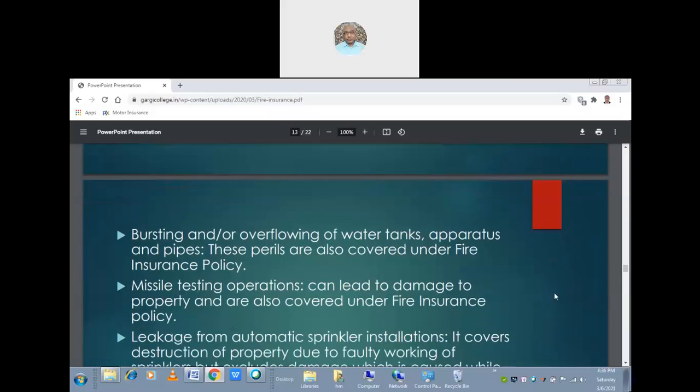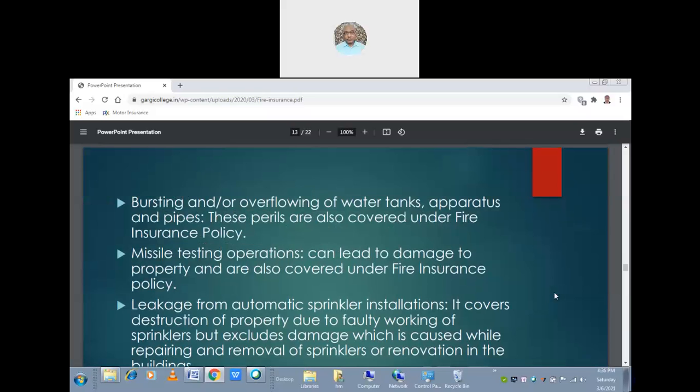Next comes bursting or overflowing of water tanks, apparatus and pipes. These perils are also covered under the fire insurance policy. Bursting happens, overflowing water tanks, apparatus, pipelines, in vessels. Even that also comes, which are the perils covered under the fire insurance policy.